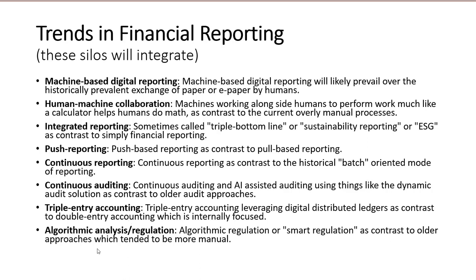And finally, algorithmic analysis or algorithmic regulation, or some people call it smart regulation. This is basically where you have automated processes and artificial intelligence and basically machines doing analysis. Not all analysis, but it'll do some. And so all these things are going to work together eventually and be integrated to one degree or another.